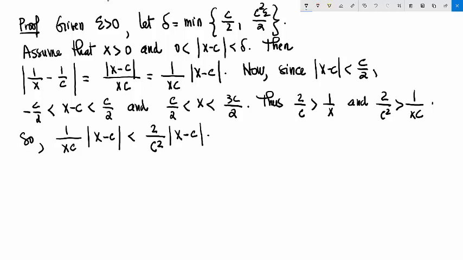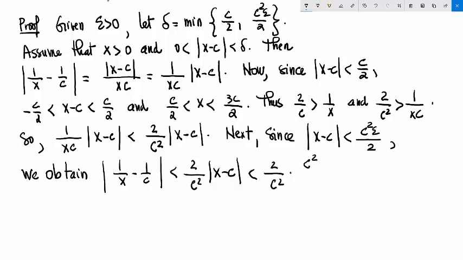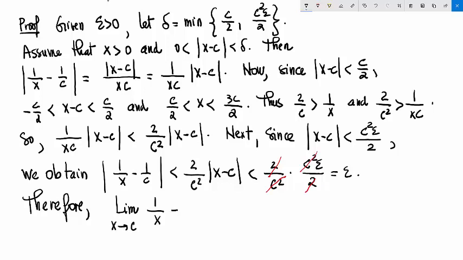Okay, now next, since the distance between x and c is less than c squared epsilon over 2, we obtain that the distance between 1 over x and 1 over c is less than 2 over c squared times x minus c, which will then be less than 2 over c squared times c squared epsilon over 2. And clearly, this will cancel each other out. So we are just left with epsilon here. Therefore, we have proved that the limit of 1 over x as x is approaching c is equal to 1 over c.